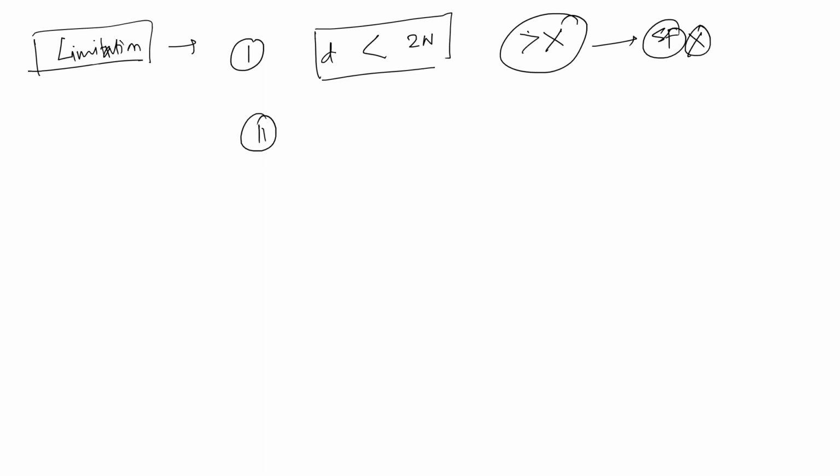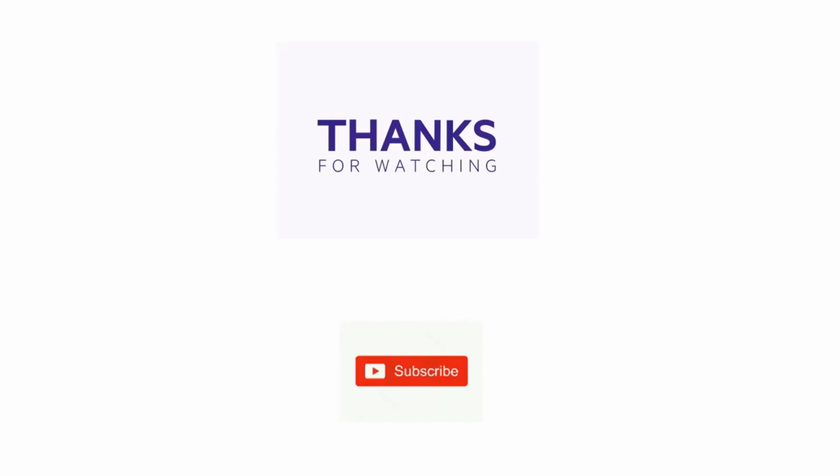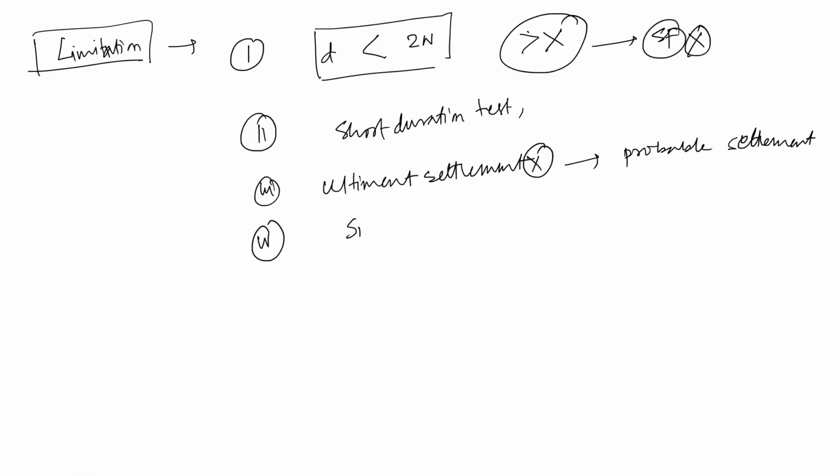Point number 2. This is a very short duration test. And this test doesn't give you the ultimate settlement. Remember, I talked about the probable settlement. Yeah, probable. It doesn't talk about the ultimate settlement. It talks about just probable. Yeah, there might be a chance of this much amount of settlement.